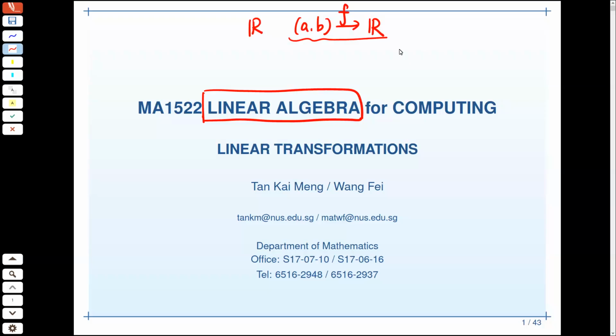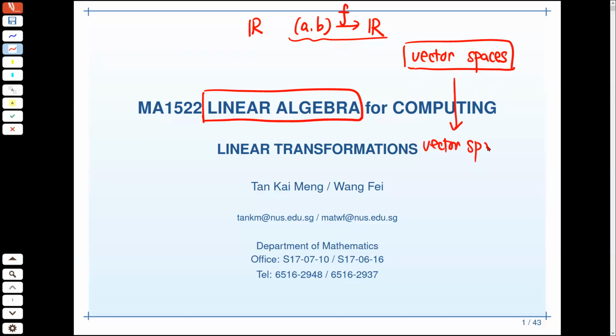Then in linear algebra, what are the objects we study? Vector spaces are the objects that we study. Of course, inside the objects there are vectors. So now we are looking for the relation between two vector spaces. Of course, this relation needs to satisfy certain criteria, which are known as the linear transformations.